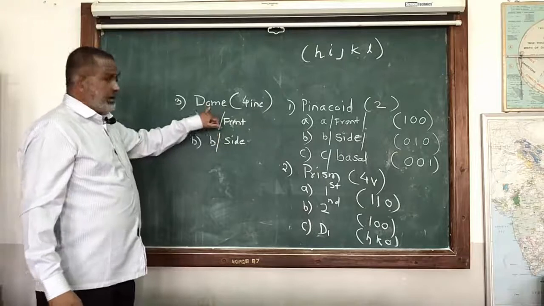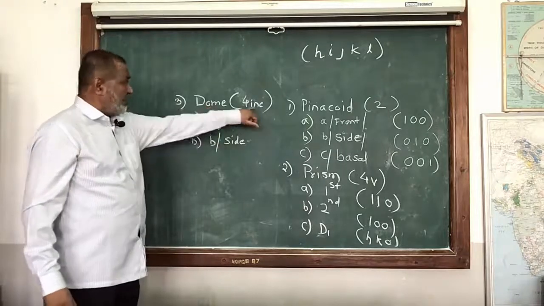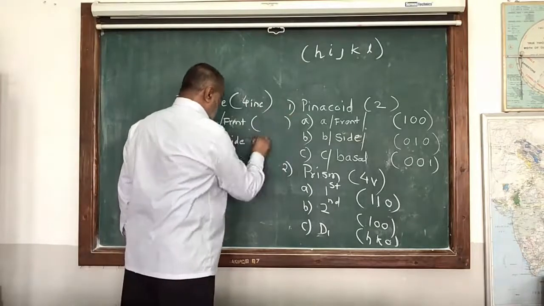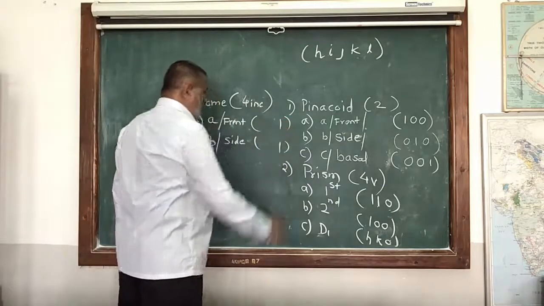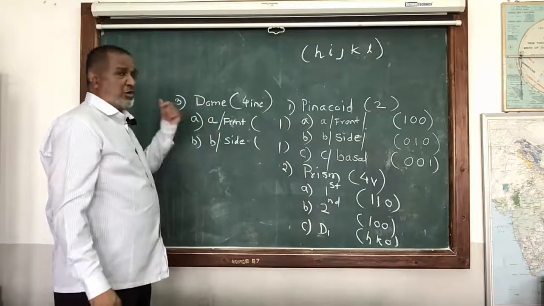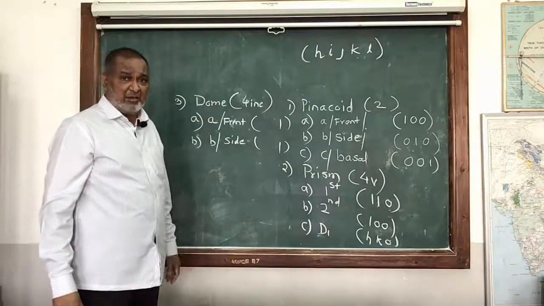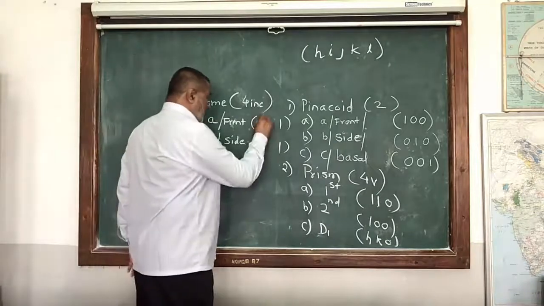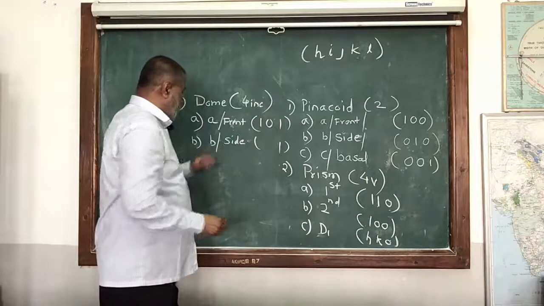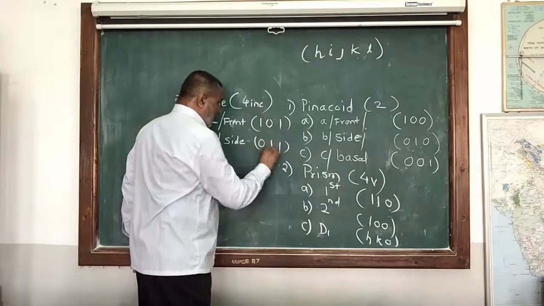Now, the dome is inclined, so it is going to cut your C axis. So whenever you write the indices, C is going to cut. But in this case, one of the horizontal axes will remain parallel. So there is a possibility: if A is cutting, 1, 0, 1, and if B is cutting, 0, 1, 1.